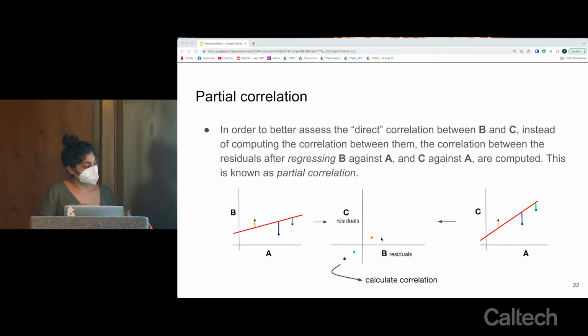And again, unlike in the regression sense, the correlation of C and B is the same as B and C, but that doesn't work the same way for the regression.